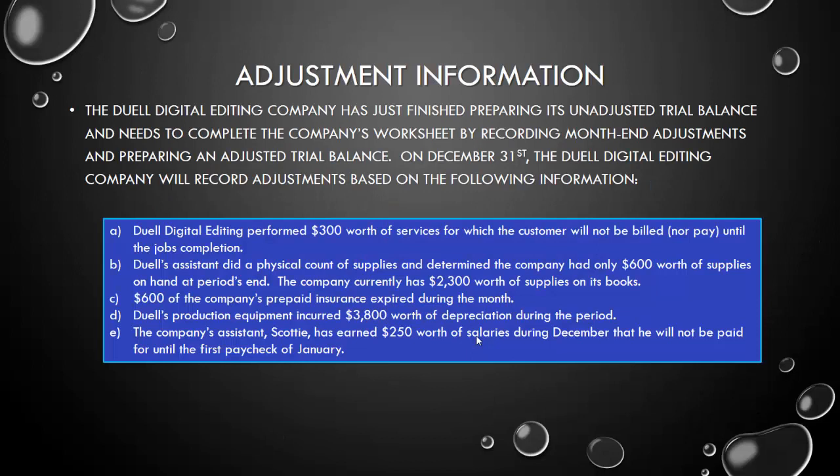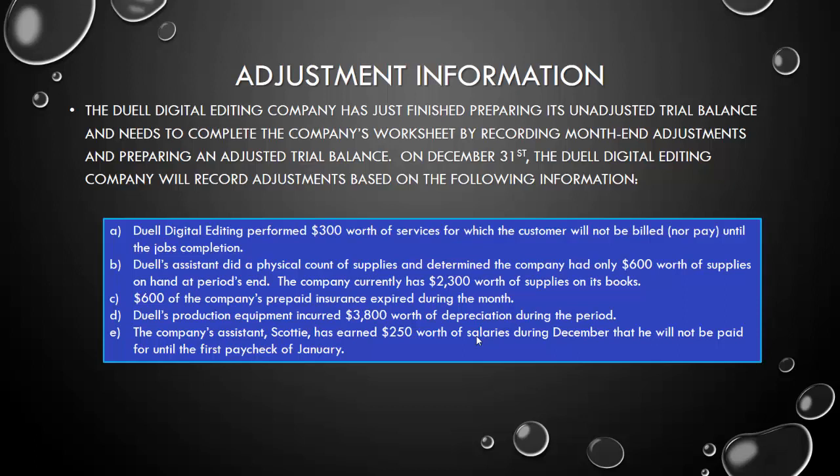For this problem, we are going to be taking a company, Dual Digital Editing, who has just finished preparing their unadjusted trial balance. So they've recorded all their normal entries for the month, they've kept track of all of their T's, and they found the balance of all of those T's and put them into an unadjusted trial balance. Their debits equal their credits. They are to that stage.